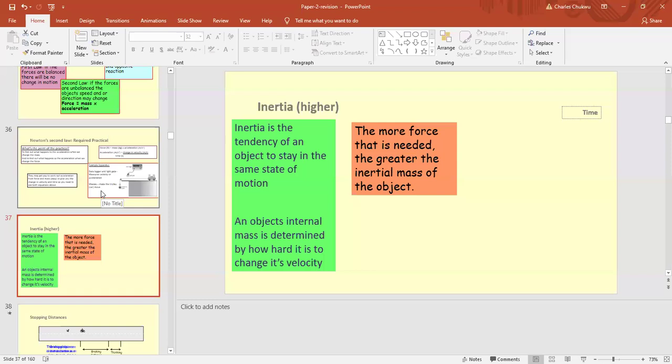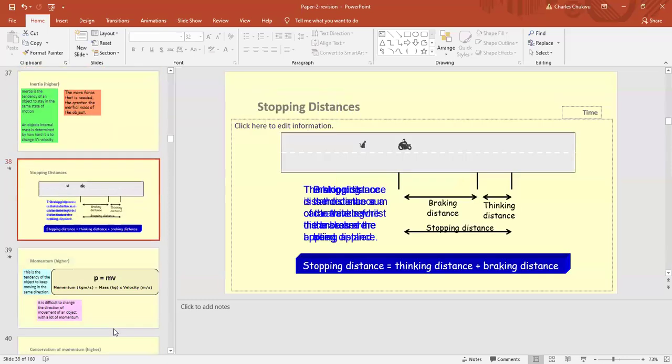Inertia. Inertia is the tendency of an object to stay in the same state of motion. So this inertia also roughly refers to that thing that I said about an object remaining still until it is acted upon by an external force. An object's inertial mass is determined by how hard it is to change its velocity. The more force that is needed, the greater the inertial mass of the object. Okay, so these are just practical things you see in real life.